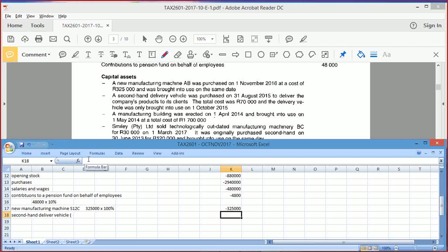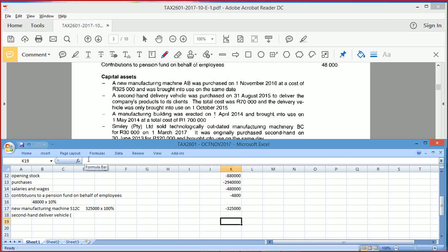Do you agree this is a second-hand delivery vehicle? Is this going to be for manufacturing, yes or no? No, sir. Is this going to be for non-manufacturing? Yes, sir. The 50, 30, 20. Do you agree? Yes. So how much would you have written off in the first year? You would have written off 50%, sir.